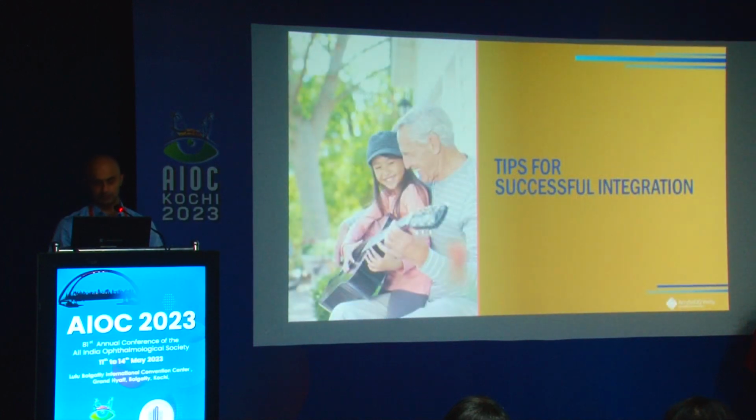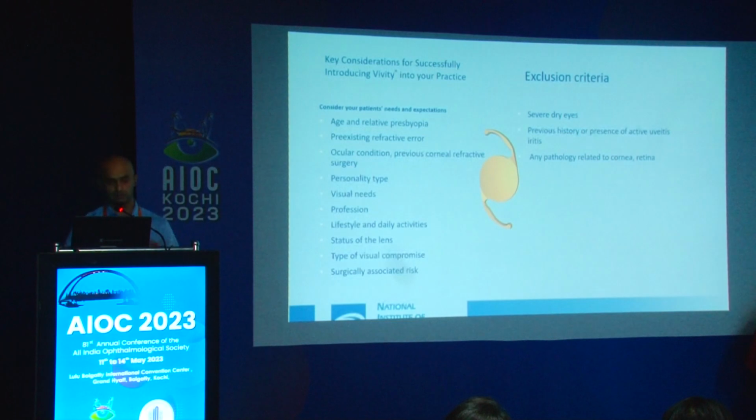The successful integration is possible only after you have understood the criteria for selecting these patients. So obviously, age and relative presbyopia, pre-existing refractive error, ocular conditions, corneal refractive surgery, personality types, visual needs, profession, lifestyle, the status of the current lens, the type of visual compromise, and the surgically associated risks are the criteria that you need to consider before implanting this lens. At the same time, at the moment, I do not encourage patients who have severe dry eye or those who have other pathologies like macular degeneration, corneal pathology or uveitis to go for these types of lenses.